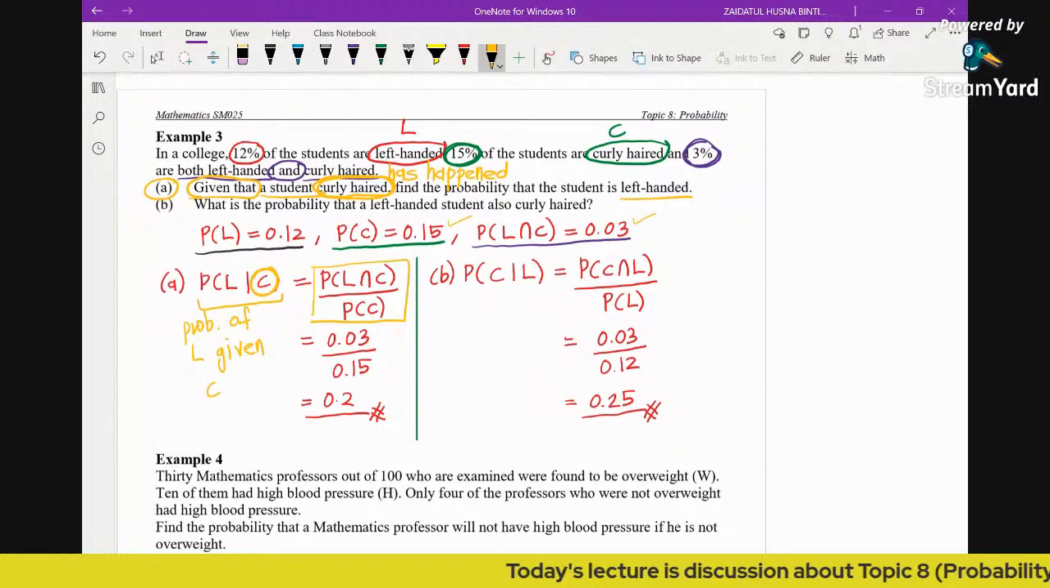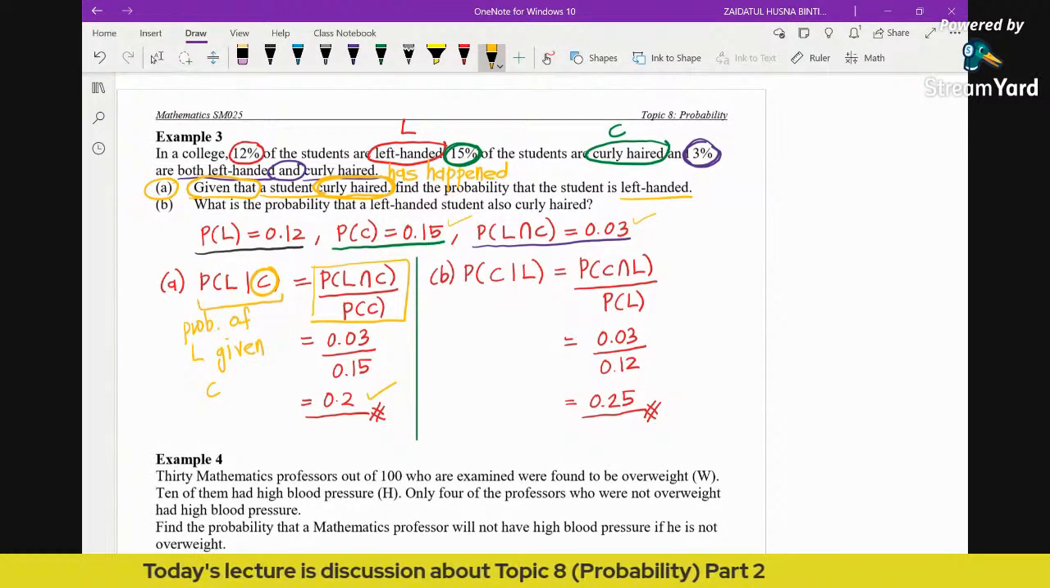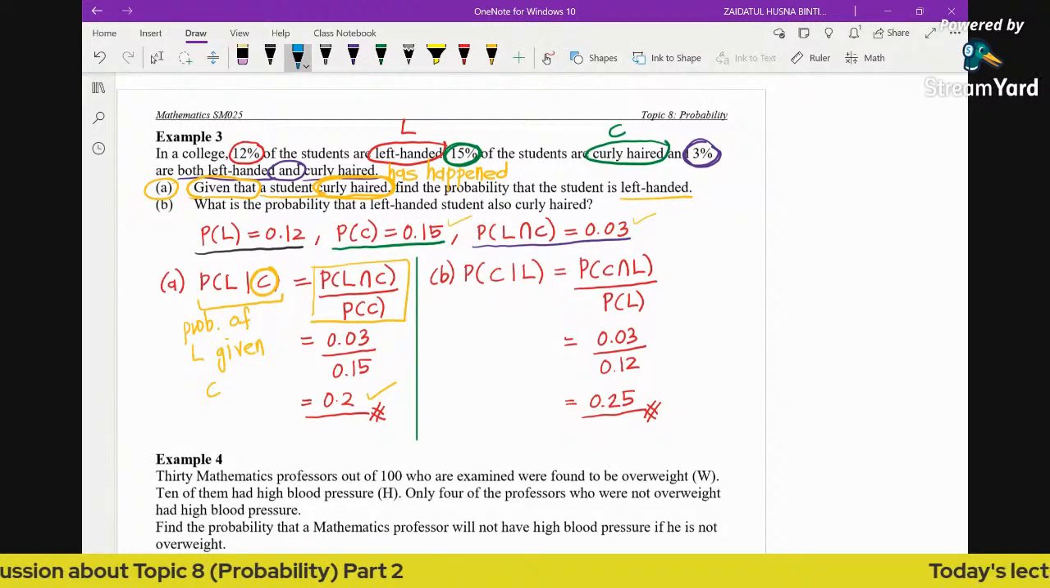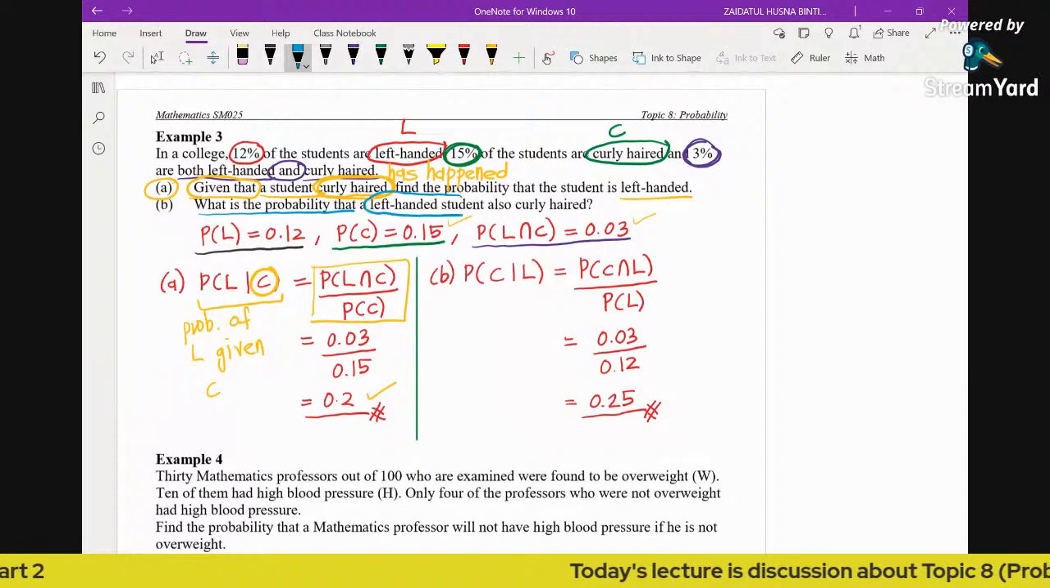We just substitute the values into the formula and thus this is the answer. Okay, now coming to the next question. What is the probability that a left-handed student also has curly hair?